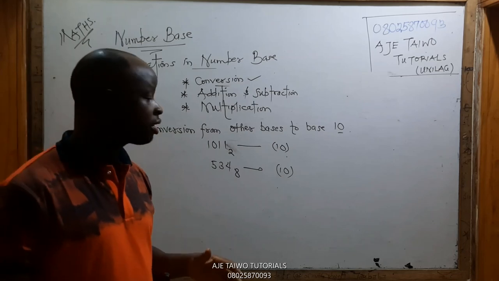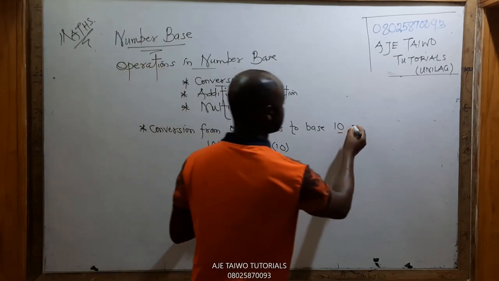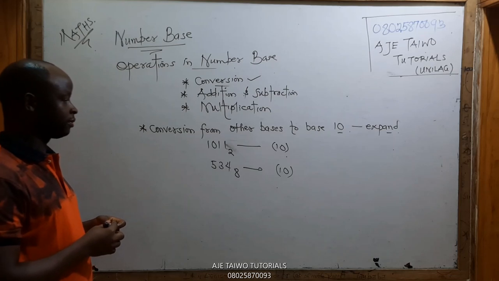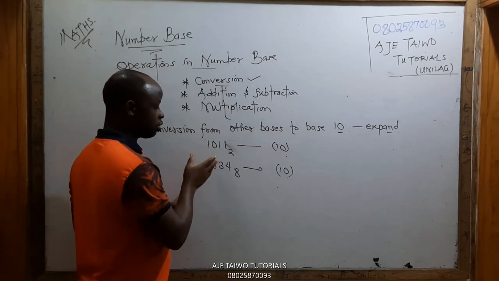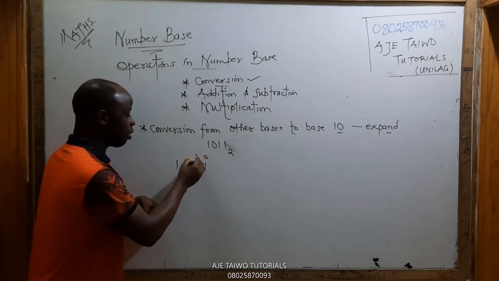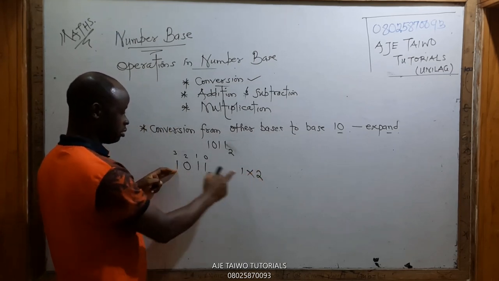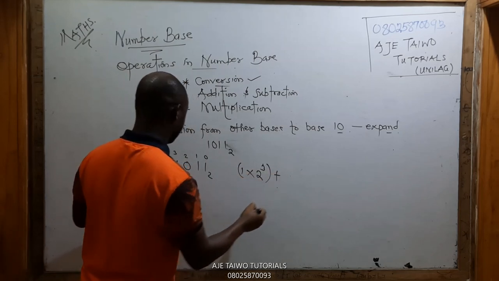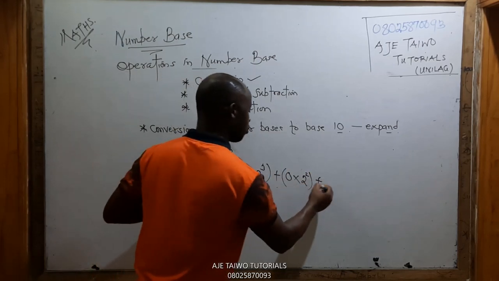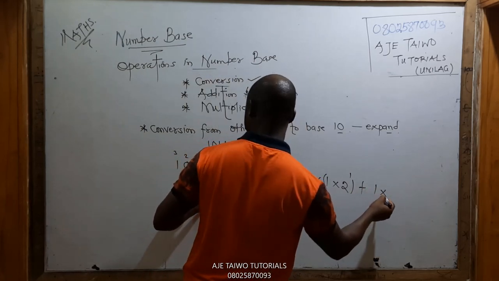If you want to convert from other bases to base 10, all you do is just expand. To convert from other bases to base 10, just do an expansion of that number in the base indicated. I want to convert this question now: 1011 base 2 to base 10. You start from here. This is 1011, with positions 0, 1, 2, 3. This is base 2. Pick this one: 1 times the base, 2 raised to power 3. Plus 0 times 2 raised to power 2, which will give us 0 automatically. Then you have 1 times 2 raised to power 1, plus 1 times 2 raised to power 0.